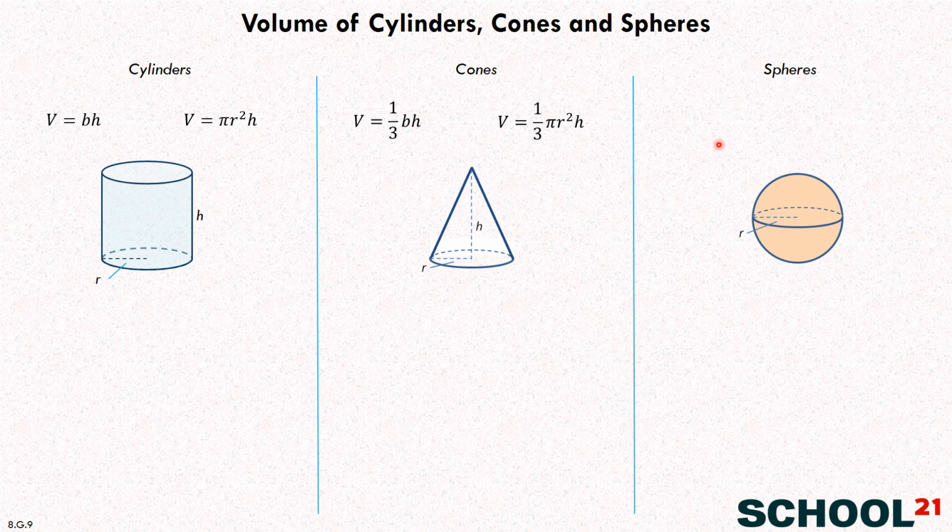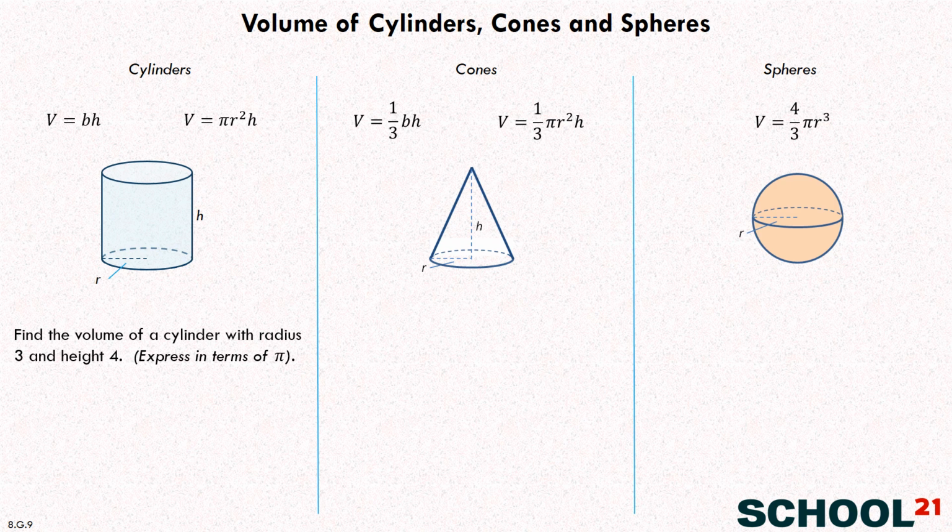And then a sphere, it seems a little bit similar too, but it doesn't have a height, right? It only has one dimension that we need to pay attention to, and that's that radius. And the volume of the sphere is 4/3 pi r cubed. Now let's go ahead and use each one of these formulas really briefly.